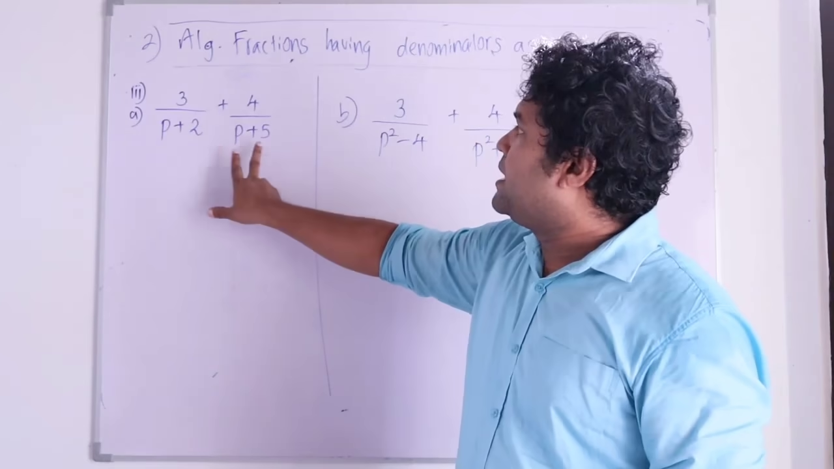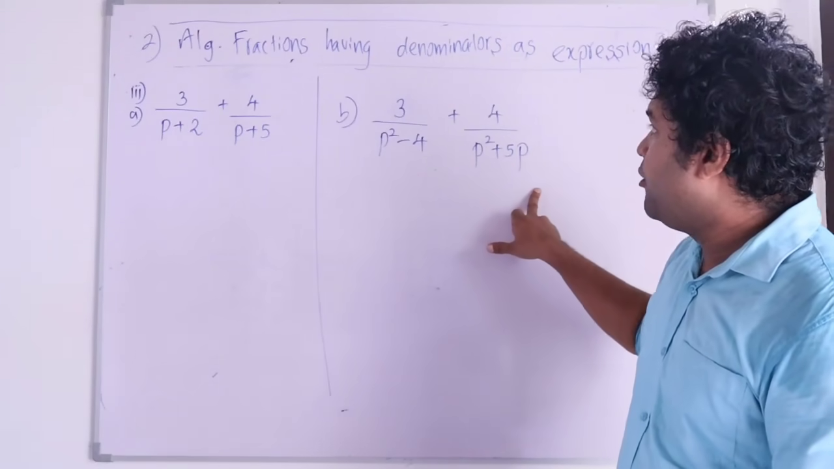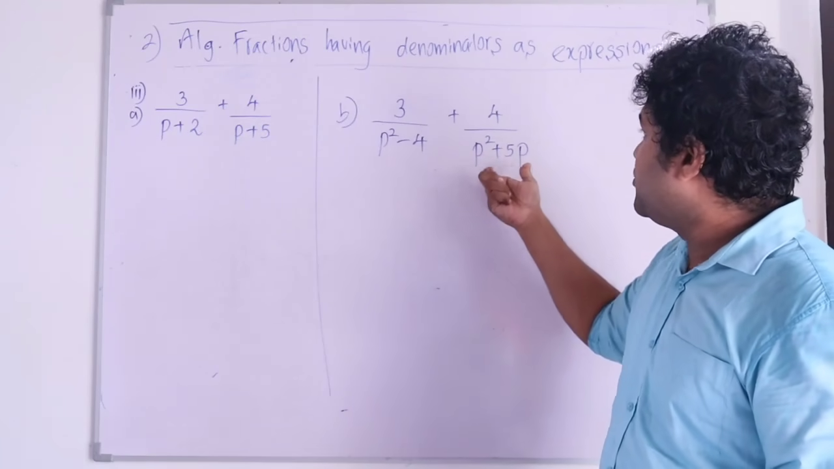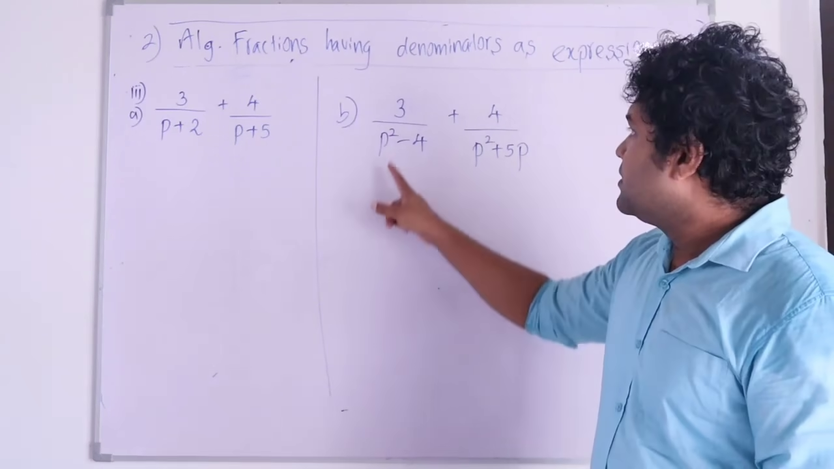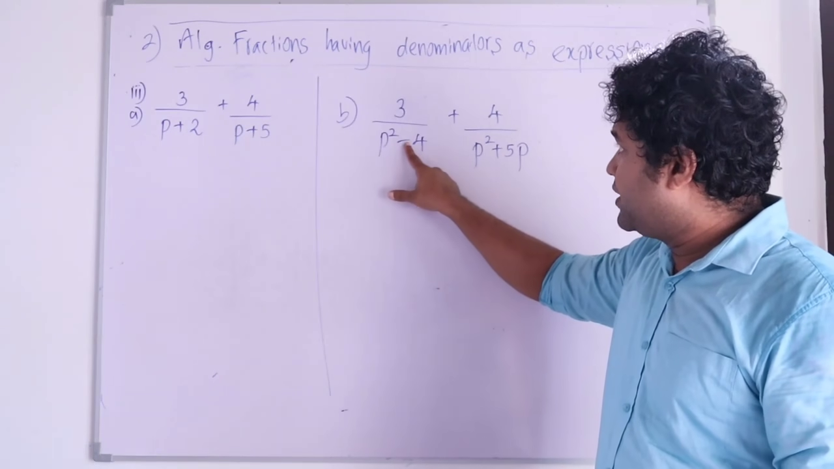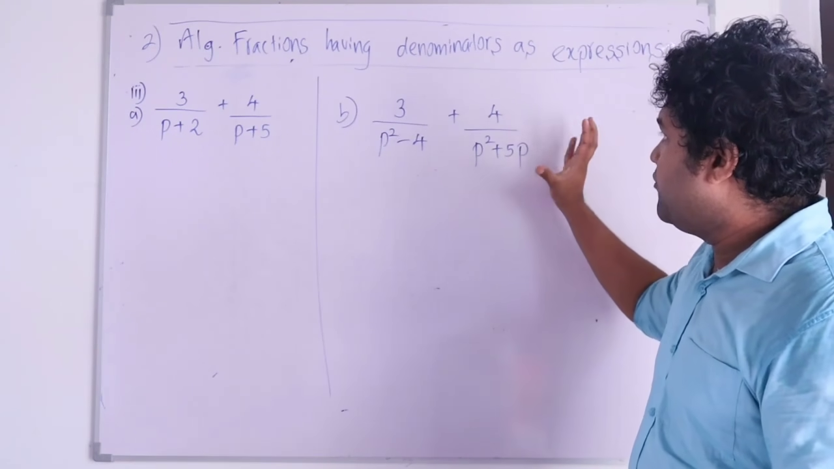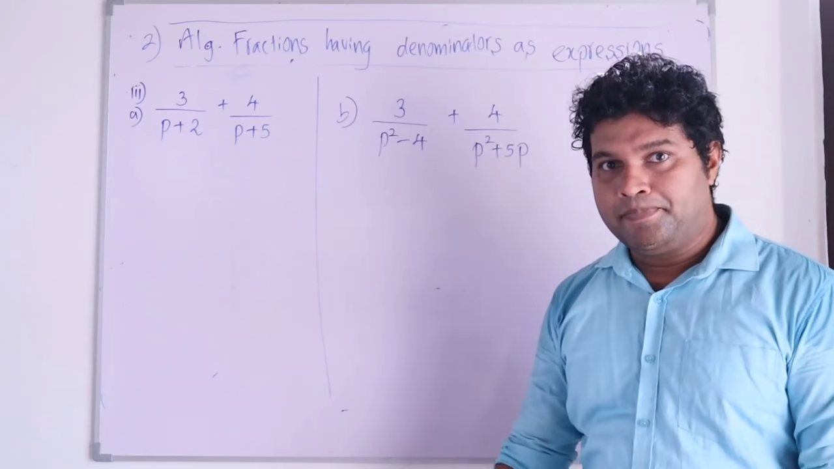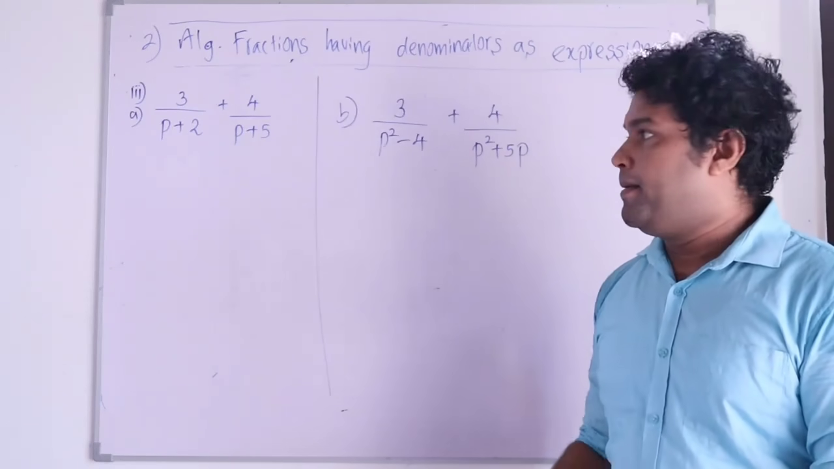Here p plus 2 and p plus 5 are non-factorable. But the denominators we have here, p square minus 4 and p square plus 5p, are totally factorable. This p square minus 4 you will recall from past knowledge as a difference of two squares, can you remember? And in p square plus 5p we have a common factor called p. Therefore, these two expressions are factorable.